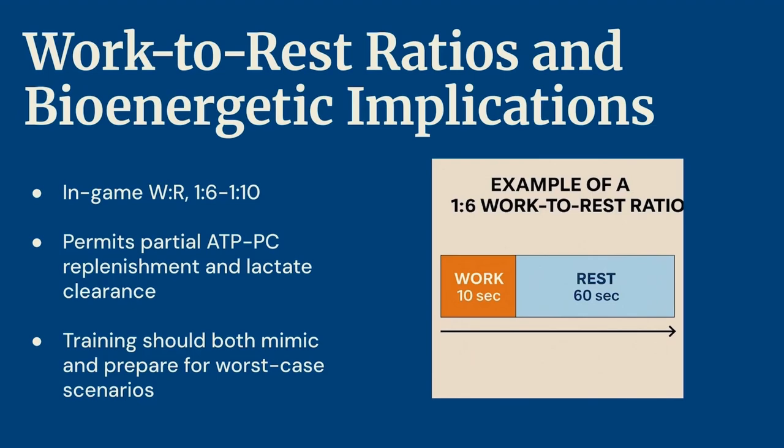Work-to-rest ratios and bioenergetic implications. In-game work-to-rest ratios typically can be seen at 1 to 6 or 1 to 10. This permits partial ATP-PC replenishment and lactate clearance during the rest following the work. Training should both mimic and prepare for worst-case scenarios seen in the sport. An example here is 10 seconds of work followed by 60 seconds of rest, and that rest being walking or jogging.